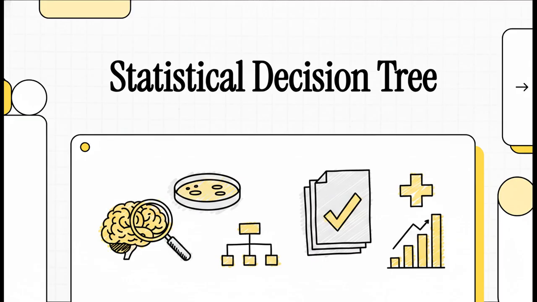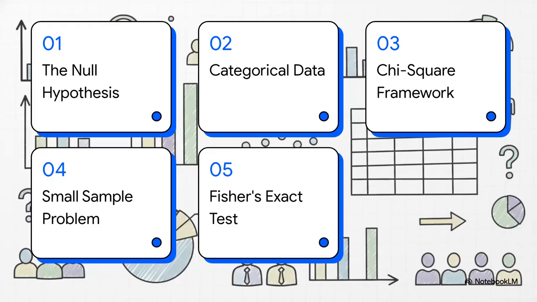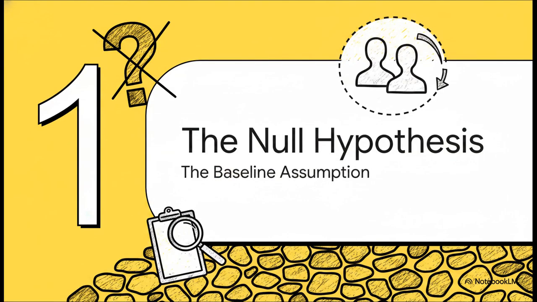We're going to walk through the exact statistical decision tree researchers use to evaluate their data. Let's jump right in. Here's our roadmap for today's explainer. We'll quickly move through 1. The null hypothesis, 2. Defining categorical data, 3. The chi-square framework, 4. The small sample problem, and finally, 5. Fisher's exact test.